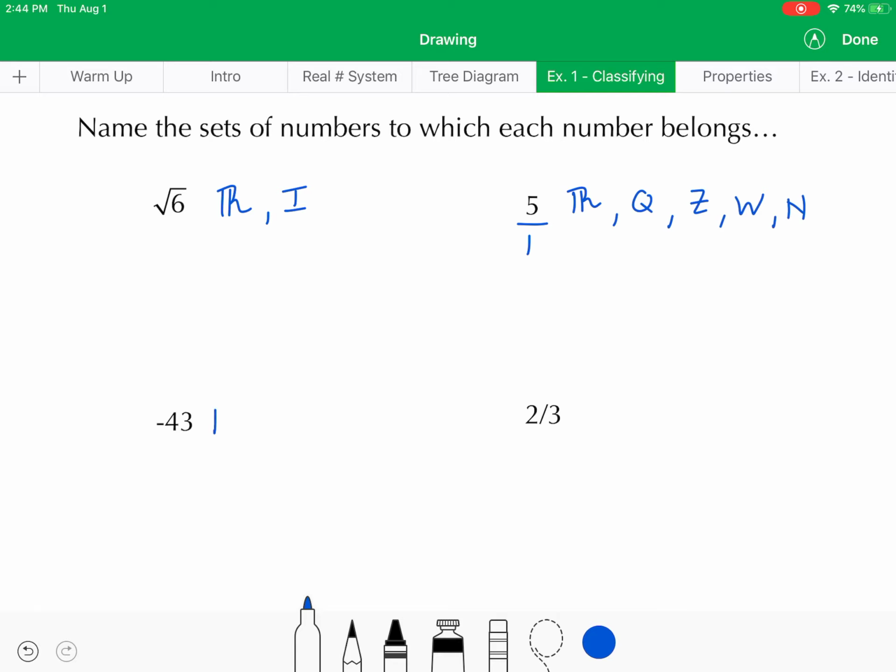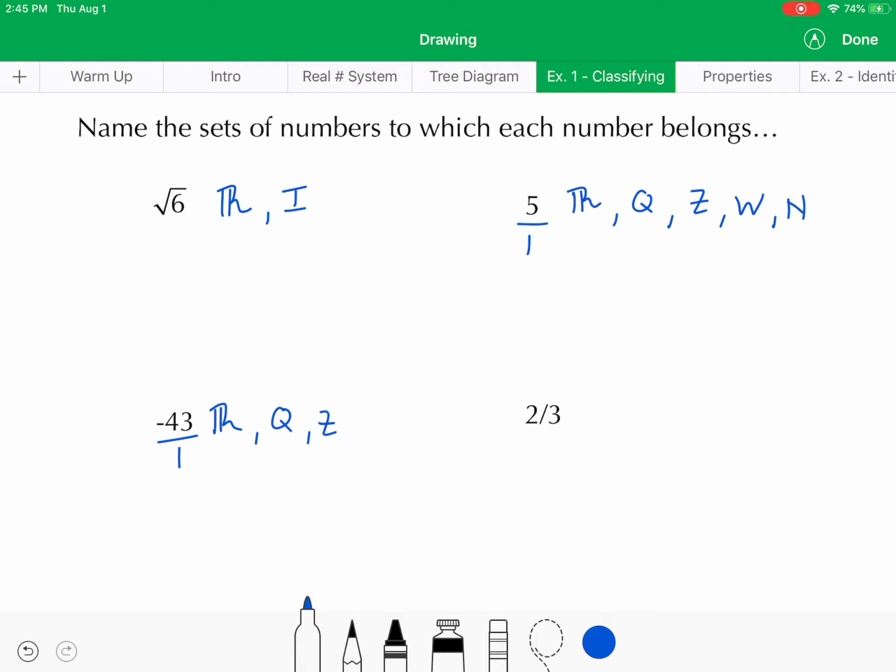Negative 43. That's a real number. Think of it as over 1. That's a fraction of two integers. That means it's a rational number. And because the denominator is 1, that means we're working with an integer itself. But since the number is negative, it cannot be whole, it cannot be natural.